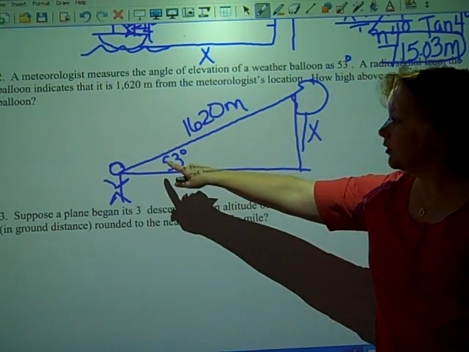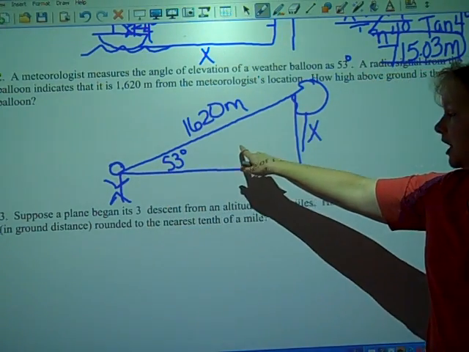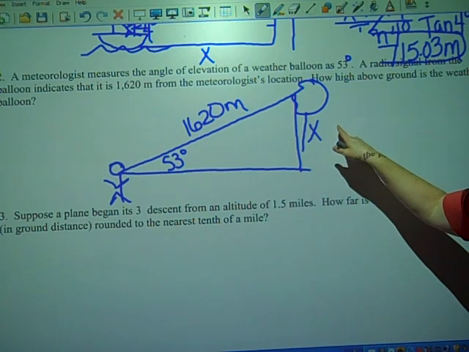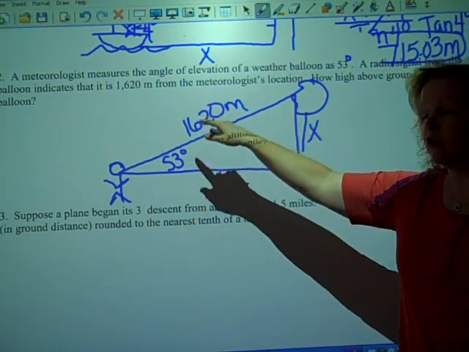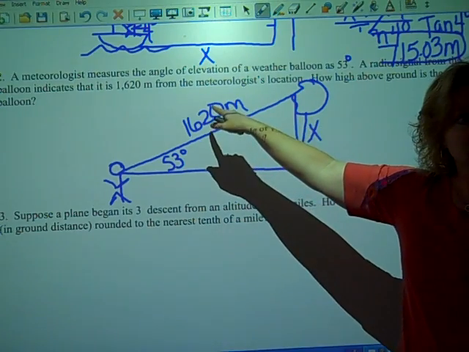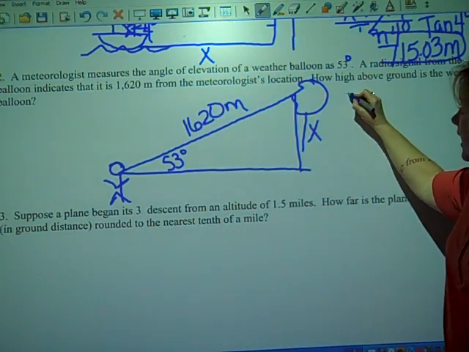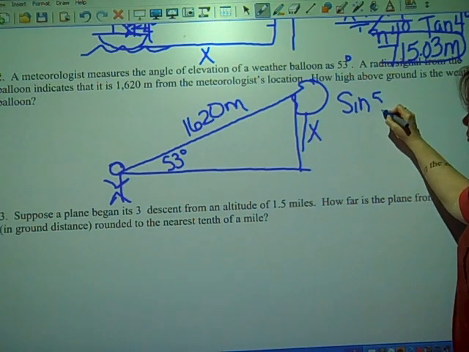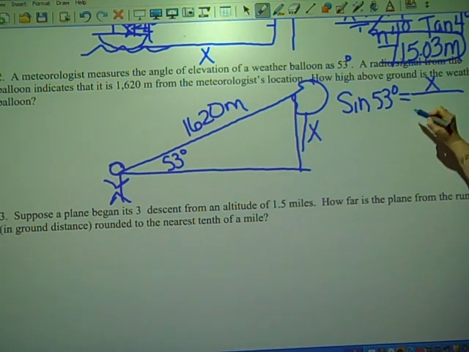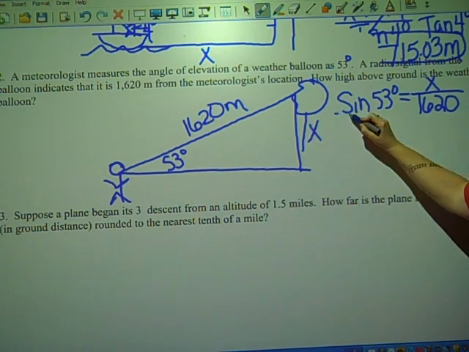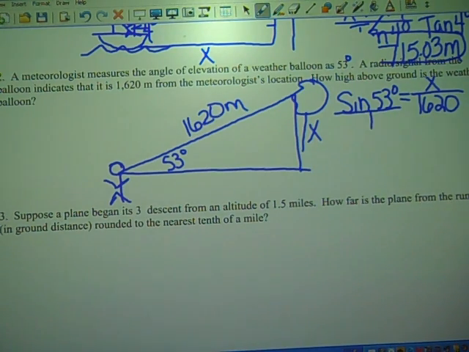Okay, so look what I have here. Here's my angle. I'm looking for the opposite. They give me the hypotenuse. What is opposite over hypotenuse? Sine. Okay, so sine of 53 degrees is equal to opposite, which is x, over my hypotenuse, which is 1,620. I'm going to put that over 1, so now I have a proportion.